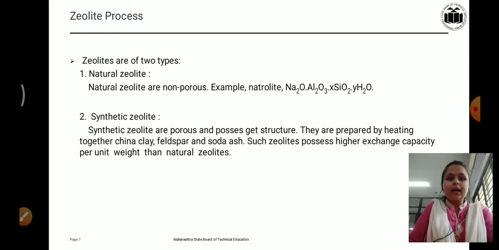Natural zeolites are non-porous in nature. Example of natural zeolite is natrolite and its formula is Na2O, Al2O3, XSiO2, YH2O. Synthetic zeolites are porous and possess a gel structure. They are prepared by heating together china clay, feldspar and soda ash. Such zeolites possess higher exchange capacity per unit weight than the natural zeolites.